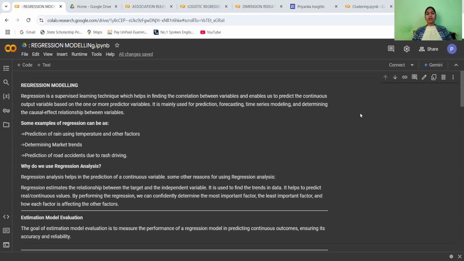In today's video, we will discuss regression modeling. Let's get started. First, what is regression? Regression is a supervised learning technique which helps in finding the correlation between variables and enables us to predict the continuous output variable based on one or more predictor variables. It is mainly used for prediction, forecasting, time series modeling, and determining the causal effect relationship between variables.